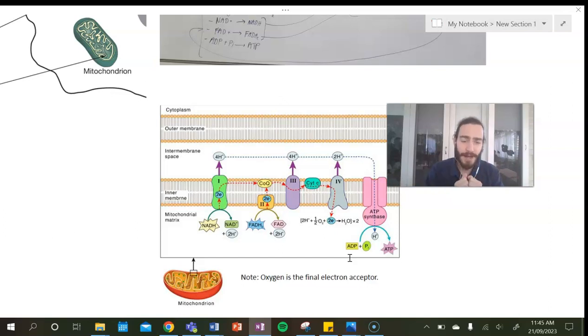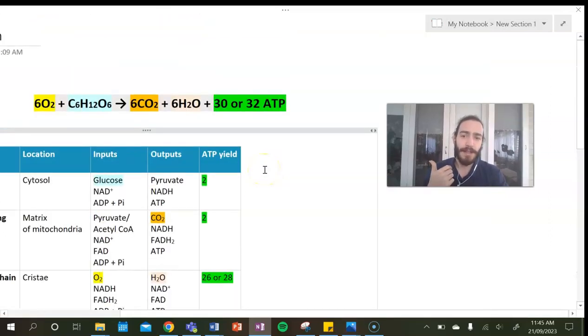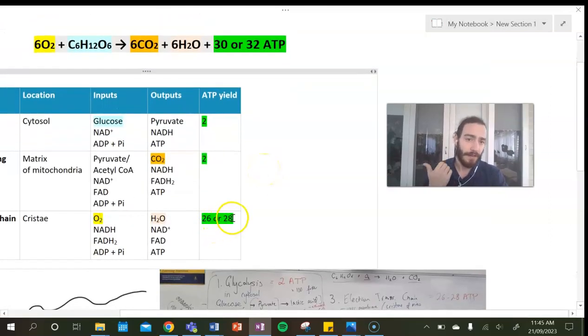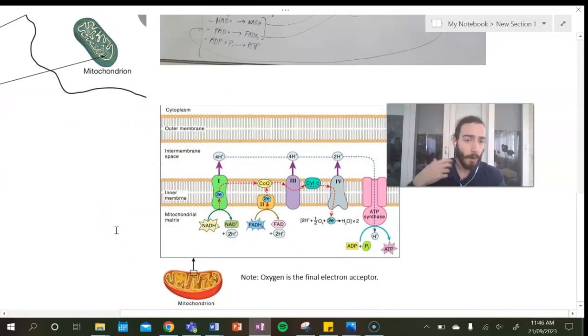And how many do we make? We make 26 or 28. Now that's really important because obviously that is our output of ATP in this section. This is why we need all of our loaded carriers, so we can break them apart to provide the energy to build the ATP. Why do we need oxygen?